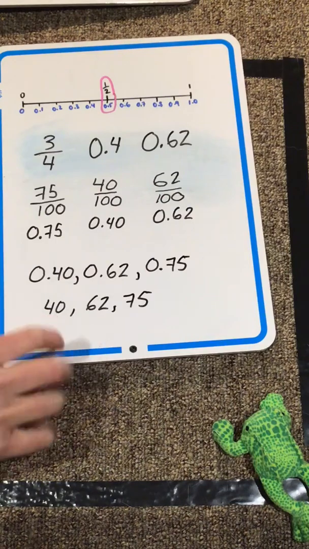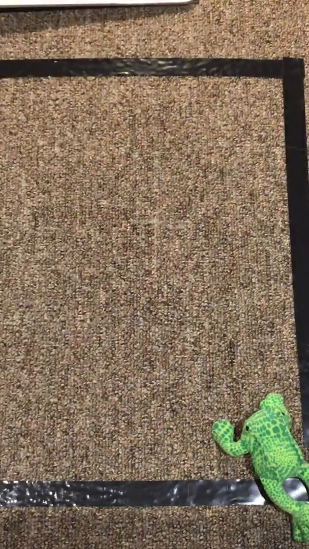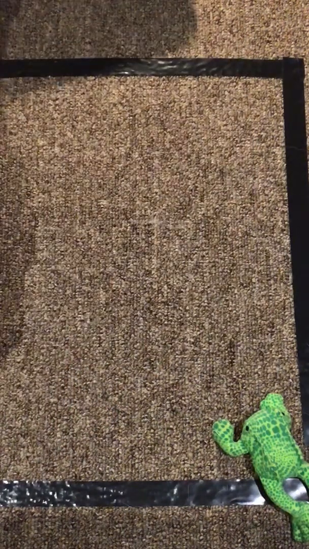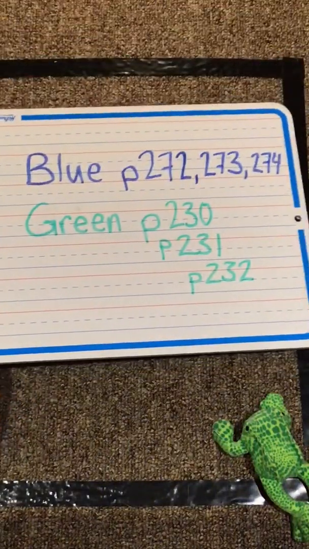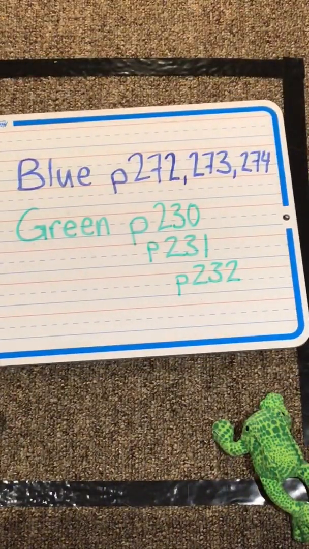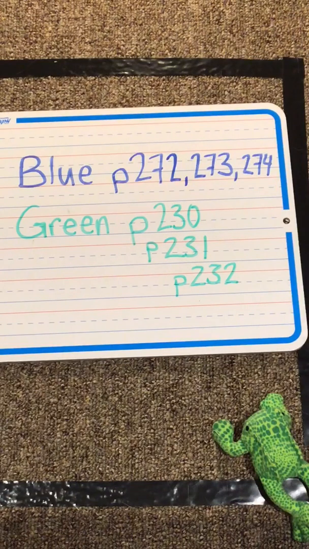Hopefully that makes sense. Okay, so coming up next, it's your turn to get some practice in. So if you have a blue math book, you're going to do page 272, page 273, and page 274. If you get stuck and you forget, maybe rewatch this lesson, because I've told you everything you need to know for all 3 pages. Green math book, you're going to do page 230, page 231, and page 232. And again, I'll make another video where I read the questions for the green math book pages.